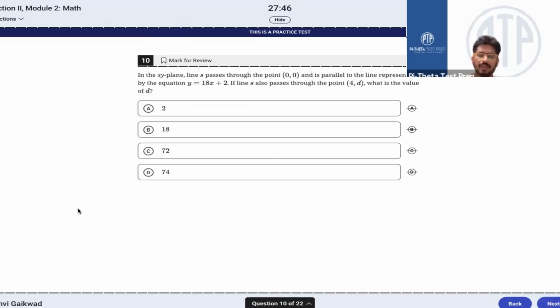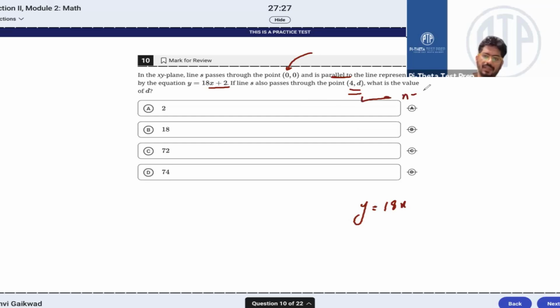In the xy plane, the line L passes through the point 0, 0 and is parallel to the line represented by the equation y is equal to 18x plus 2. So they are telling parallel to the line. Parallel to the line means slope will be same. But they are giving 0, comma 0, so I can just say that there is no y-intercept here. I can just write y is equal to 18x. And it passes through the point.